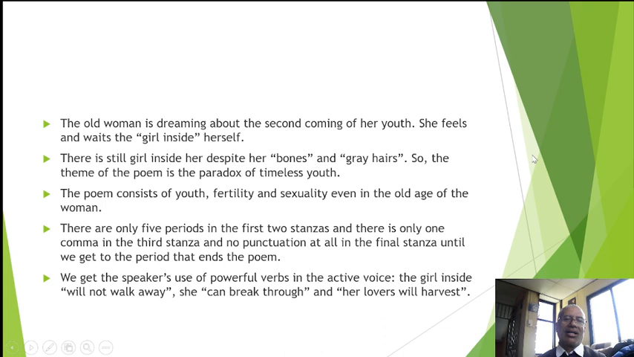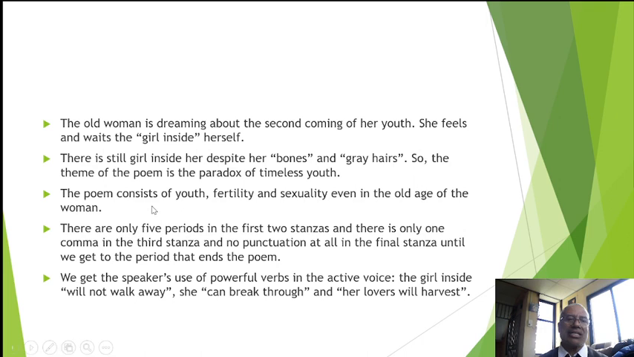So the theme of the poem is the paradox of timeless youth. She is always young for sexual desire. Paradox, timeless youth. See, we have found the tension there. Now there is a paradox. Though she is old, she is timelessly young. Her old age has not touched her. That is a paradox, right? Because when she is old, she should not have that sort of desire, erotic desire, sexual desire inside her. That is timeless, right? That's a paradox.